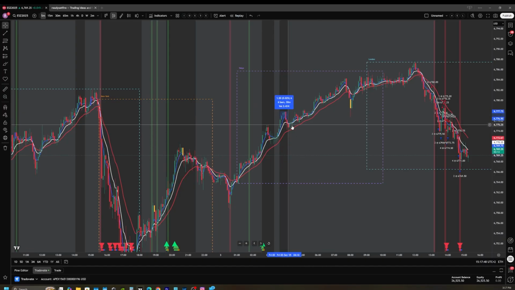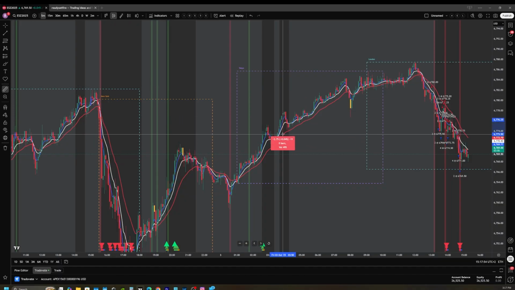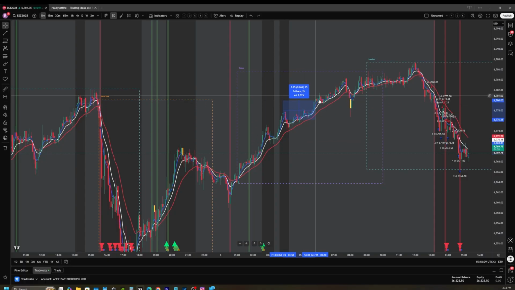A few base hit points, and I'll probably put the stop loss. Let me see how many points is that. 2.5 points. Yeah, I think I can do 3 points stop loss, aiming for maybe another 3 points. Yeah, maybe something like that.